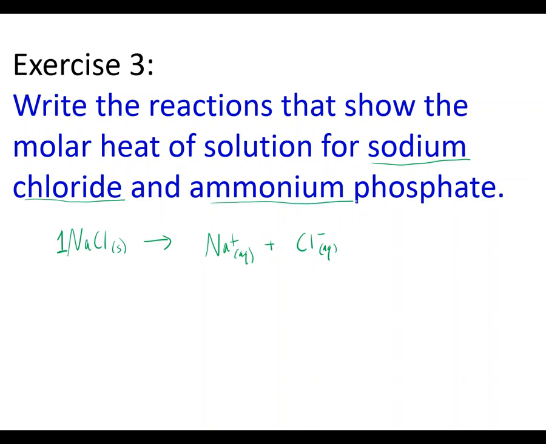However, something more like ammonium phosphate, a little bit more challenging if you don't have the correct formula written out. So what is ammonium? Who knows ammonium?